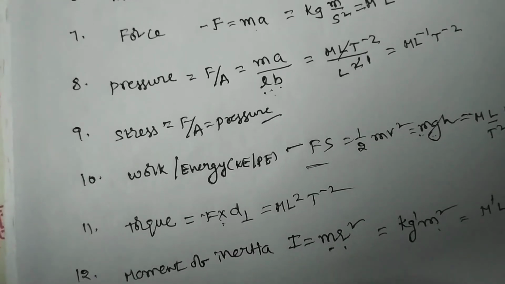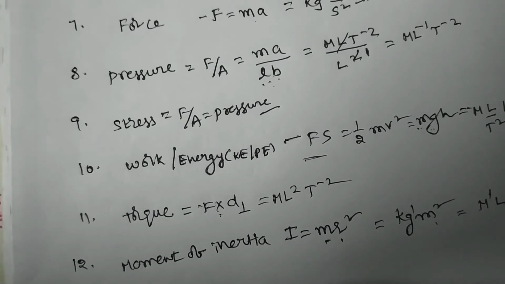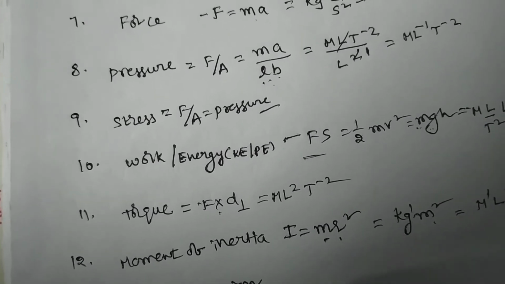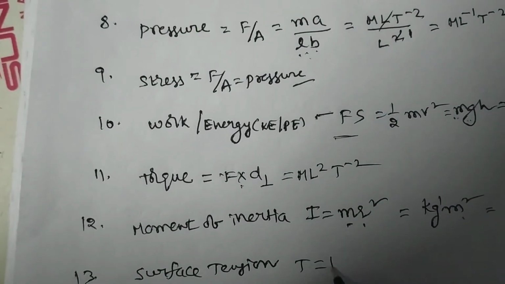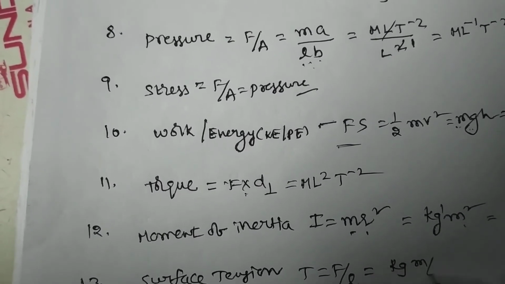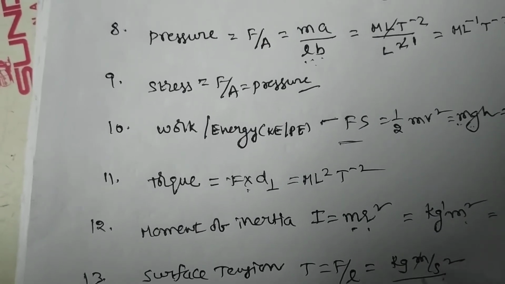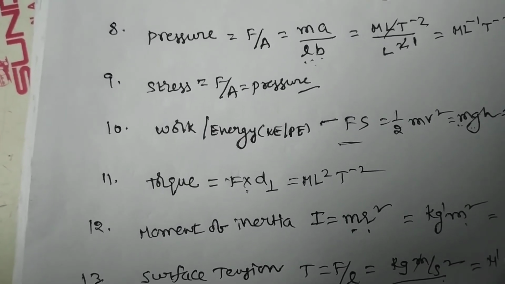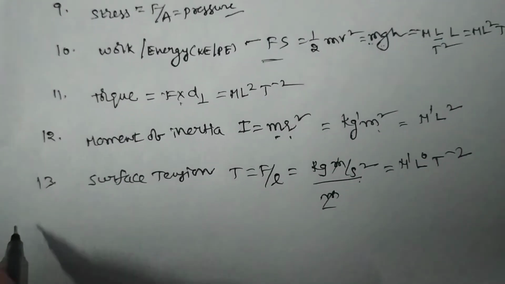Next, surface tension. Surface tension is represented as S equal to F by L. F is nothing but kg meter by second square, divided by length, which is meter. Meter gets cancelled. M power 1, L power 0, T power minus 2.